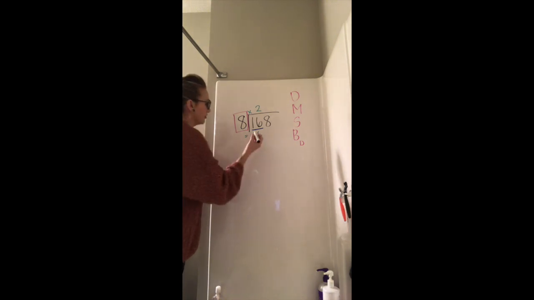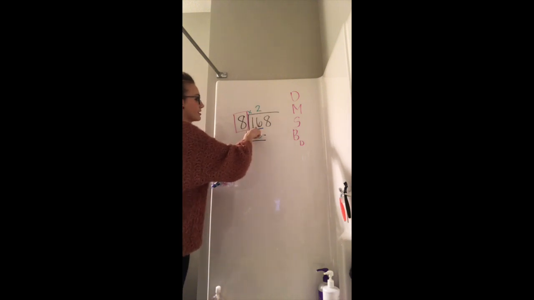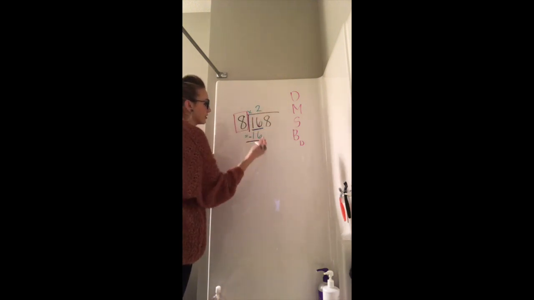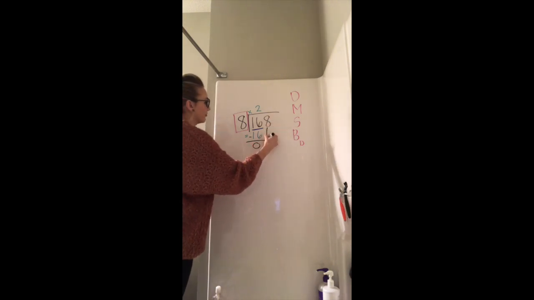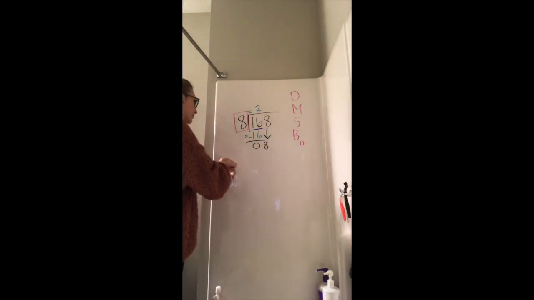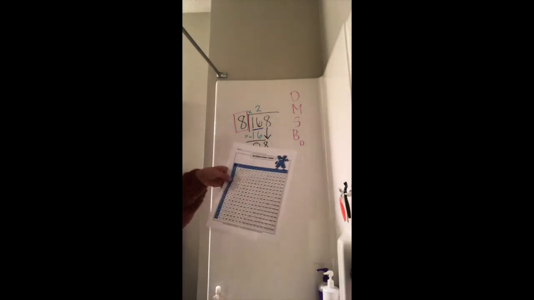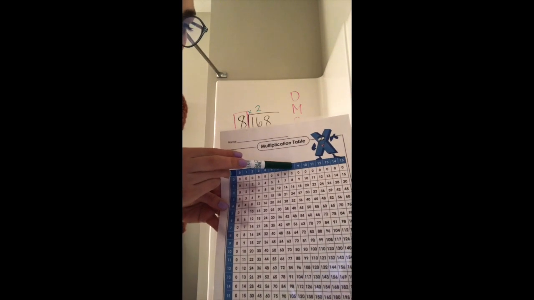Then we have to subtract. So we divided, we broke up our 16, we multiplied, now we are going to subtract. Well, that equals 0. Now we have to bring down. We bring down our 8. So now we have to look back at our multiplication chart. How many times does 8 go into 8?